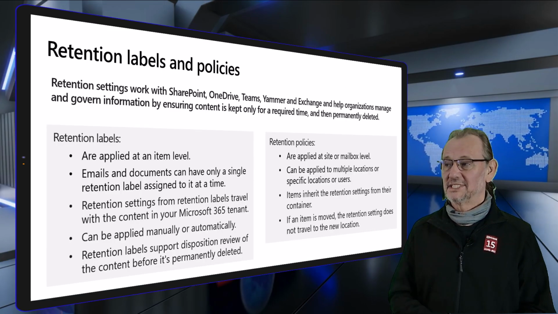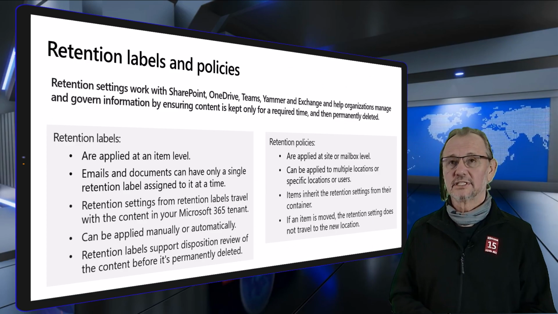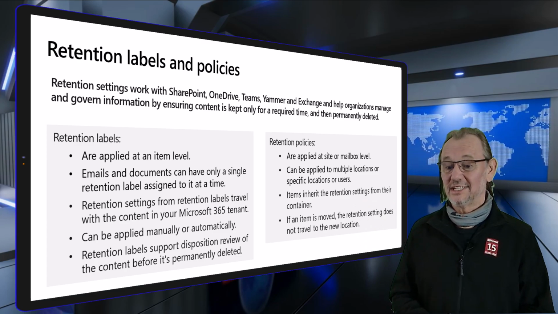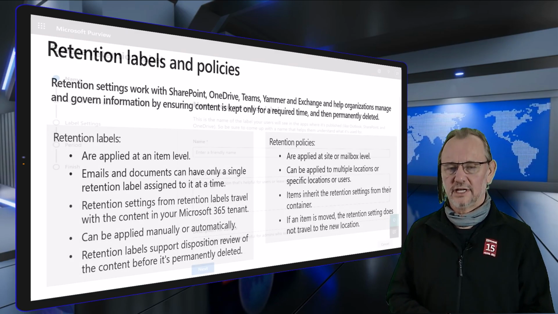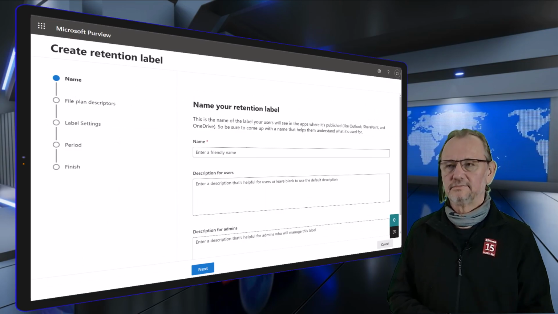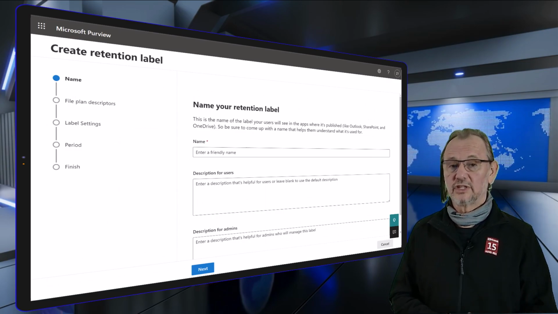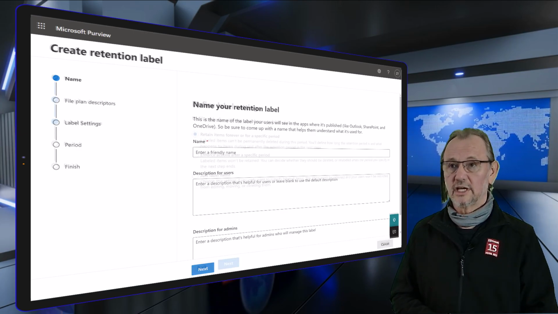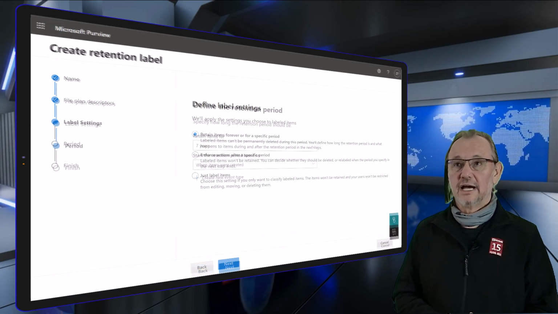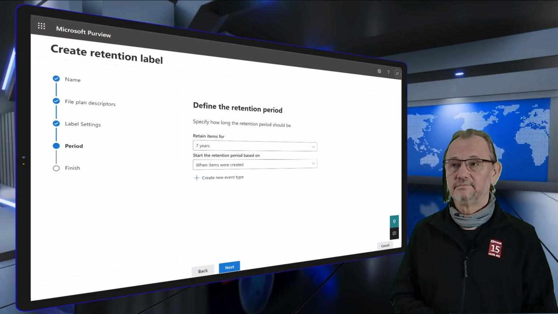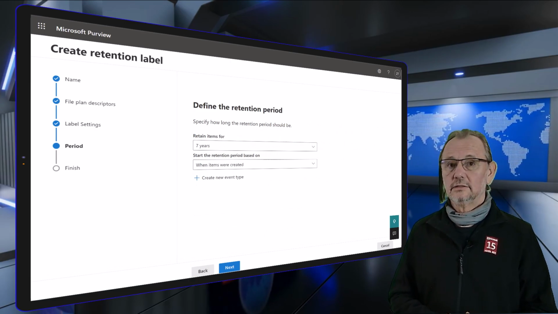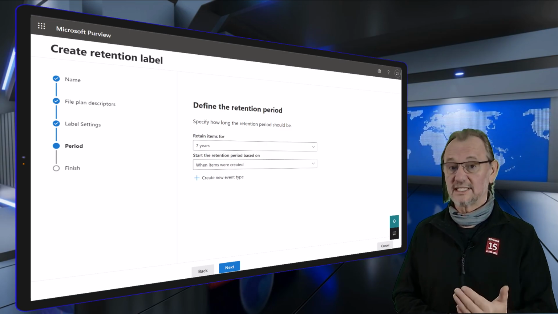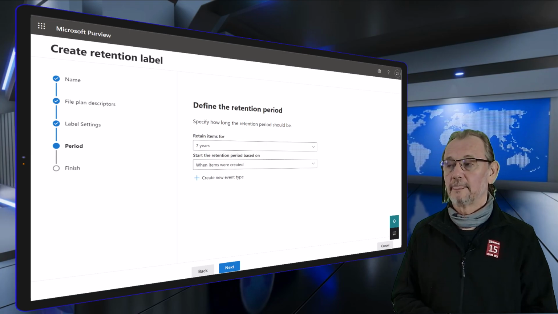Retention labels and policies. Retention labels and policies help organizations manage and govern information by ensuring content is kept only for the required period of time and then permanently deleted. Applying retention labels and assigning retention policies helps you comply proactively with industry regulations and internal policies that require content to be kept for a minimum time. Reduce the risk of a security breach by permanently deleting all content that the organization is no longer required to keep.